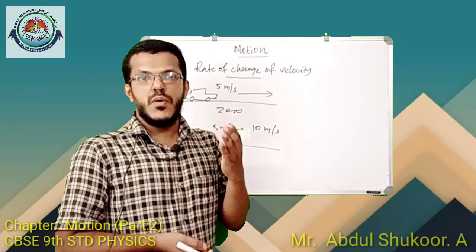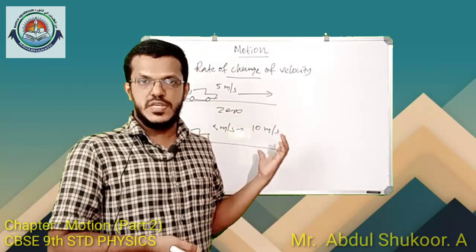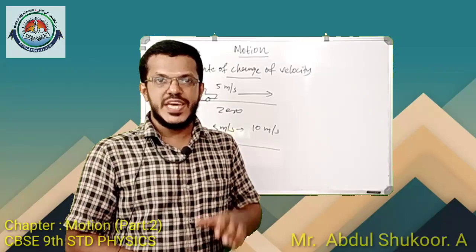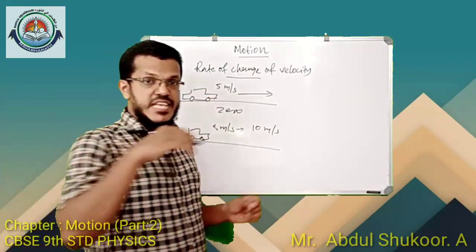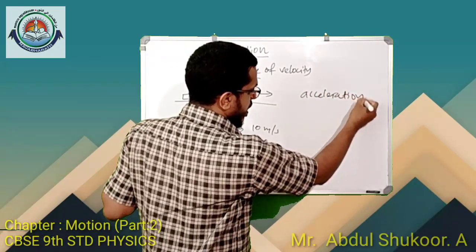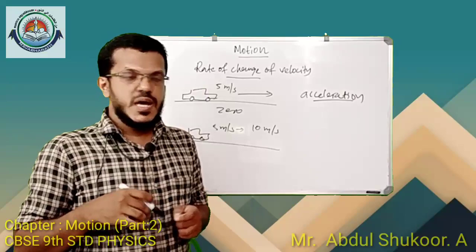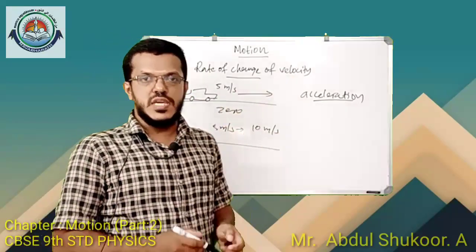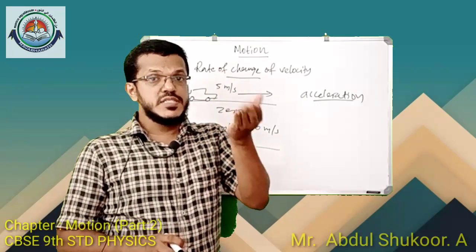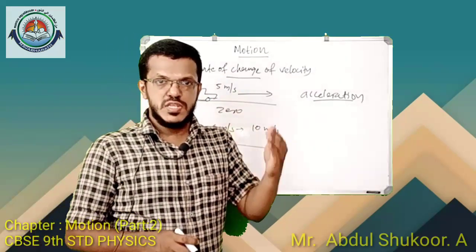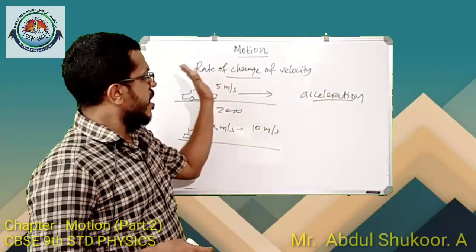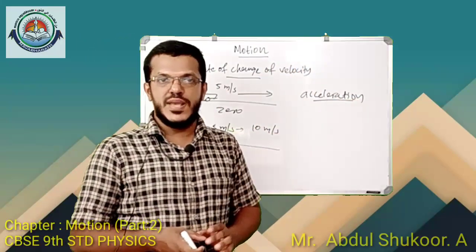Then how can we express the change in velocity of an object? For the rate of change of velocity, we use another term known as acceleration. What is acceleration? Acceleration is the rate of change of velocity. That means the change of velocity taking place per unit time. How much change of velocity takes place in unit time is known as acceleration.